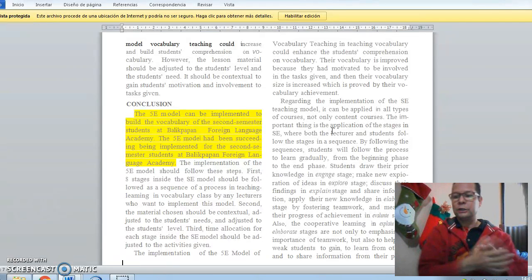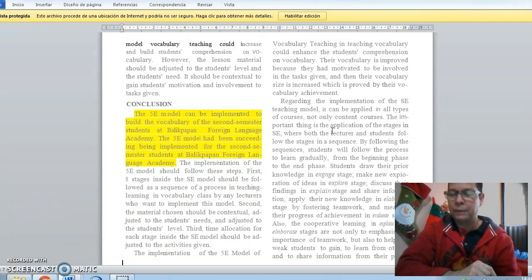Therefore, based on the conclusions of the article, I can affirm that it is a research of both methods, quantitative and qualitative research. Well, thank you so very much.